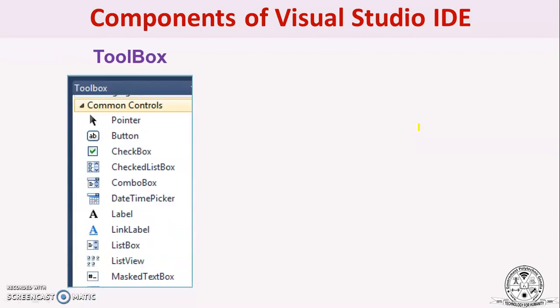So the first component is toolbox, where you will find a number of controls for designing your form. For example, button, checkbox, labels, list box and many more. So there are many controls for the designing.